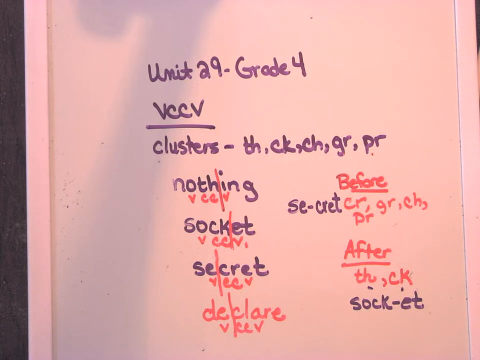So if you're not sure, but if you keep to that rule that if it has a TH or a CK in it, it goes on the bottom section, divides after that consonant cluster, then you should not have any problem with that page.